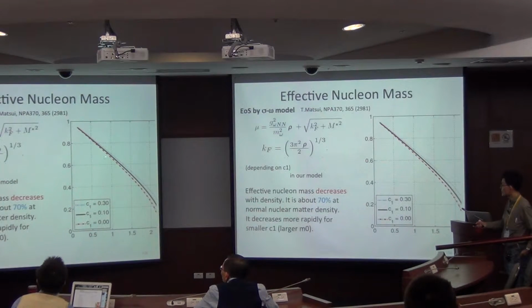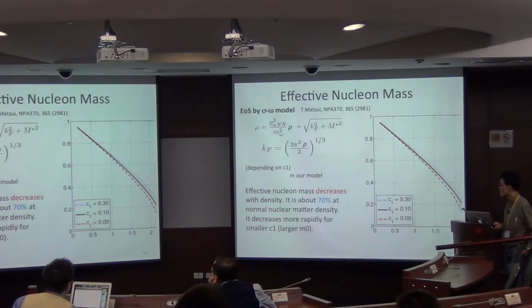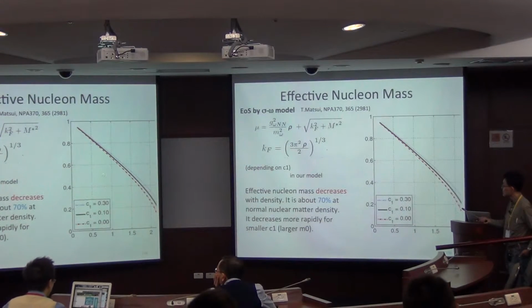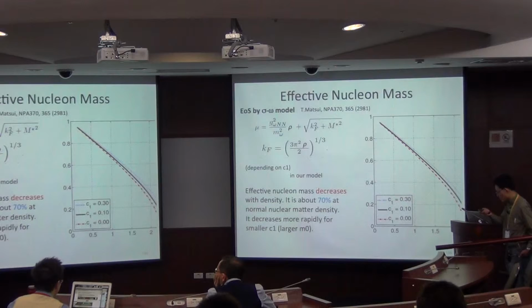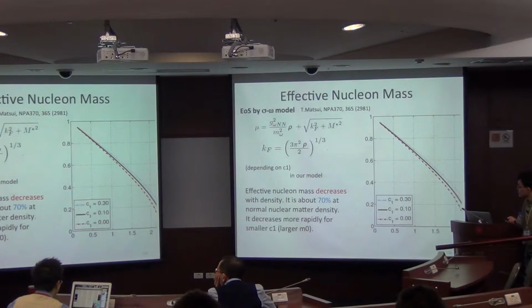Then this is our result. The effective nucleon mass decreases with density. It is about 70% at normal nuclear matter density. And it decreases more rapidly for smaller C1. That means that when the percentage of the mass originating from chiral symmetry breaking is larger, it decreases more rapidly. Of course, it's natural, because the chiral invariant mass will not be changed by this effect so much.